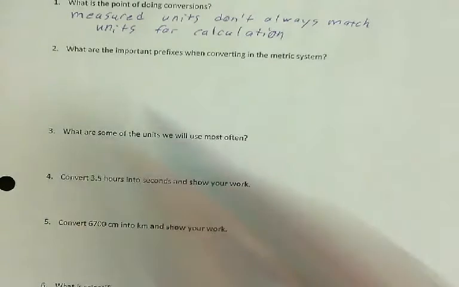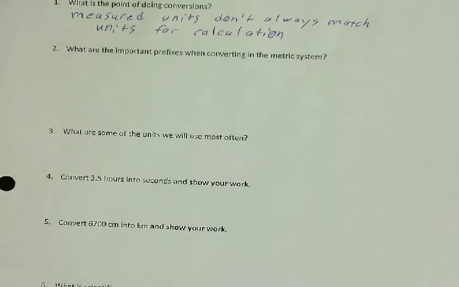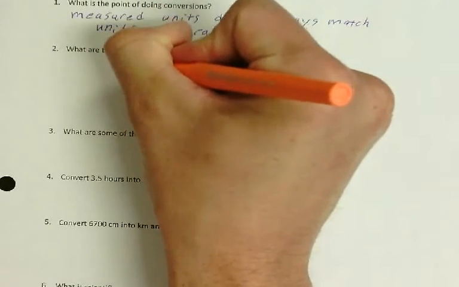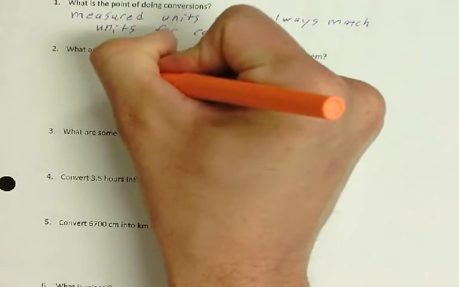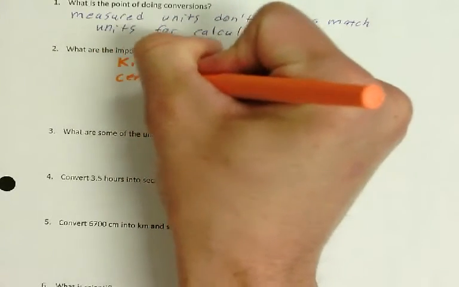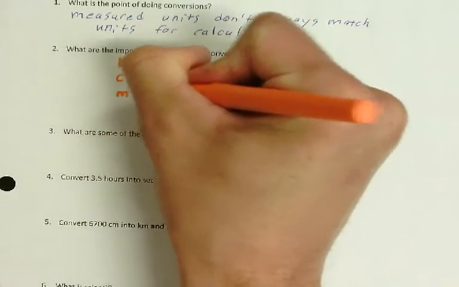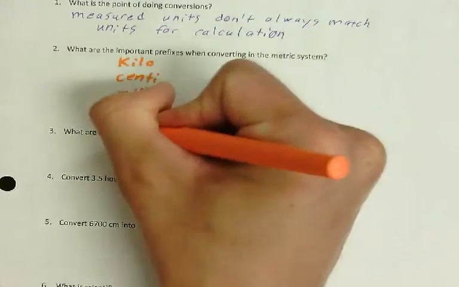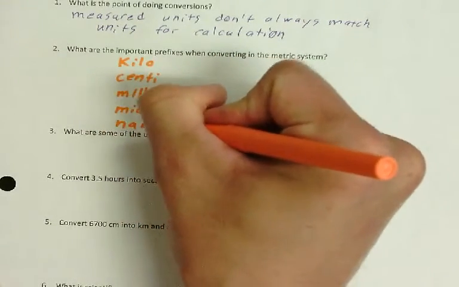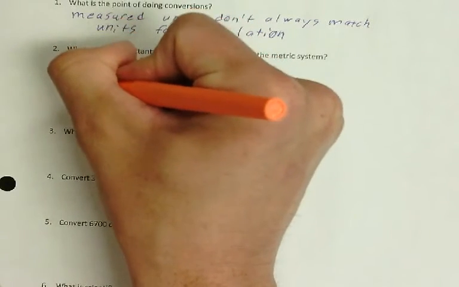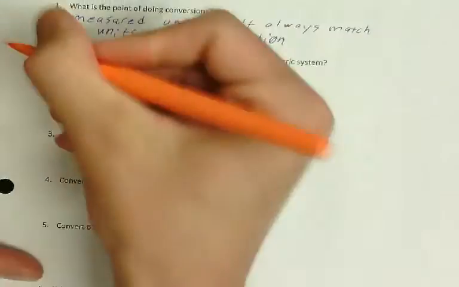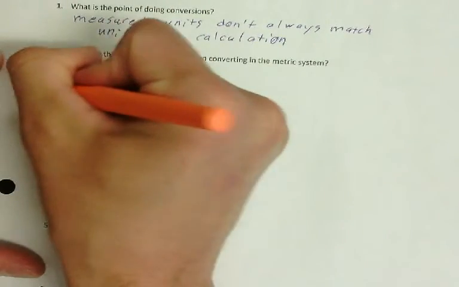Okay. Number two, what are the important prefixes? There are lots of prefixes. I'm only going to tell you the ones that matter because I'm a wonderful human being. Here's the ones that matter. Kilo, centi, milli, micro, and nano. When I talk about prefixes, I'm talking about any of these five.